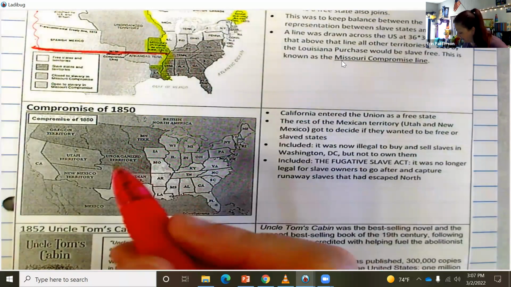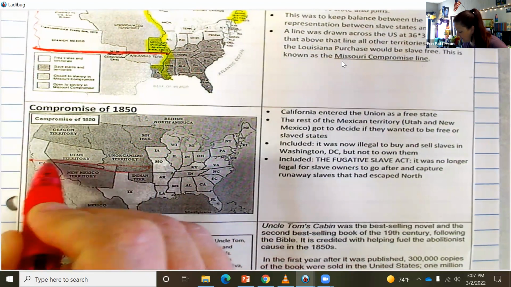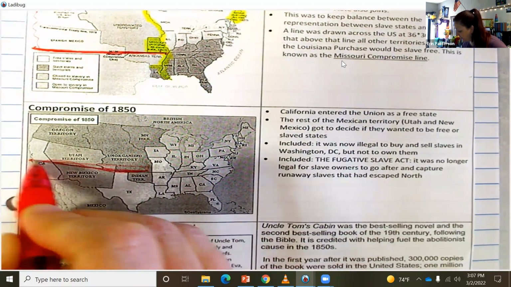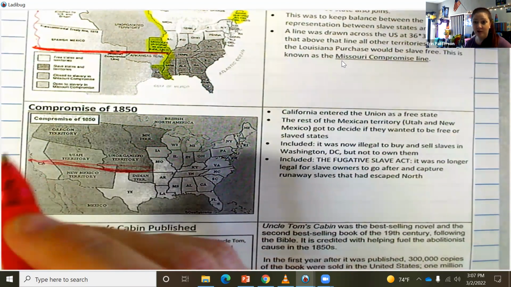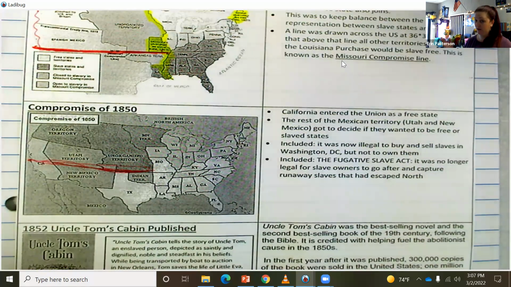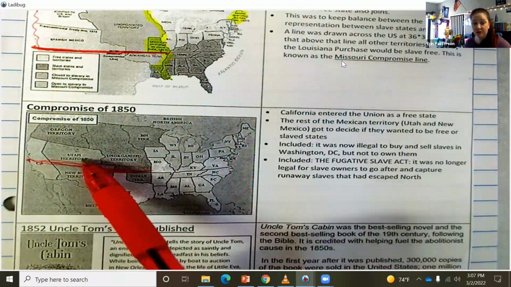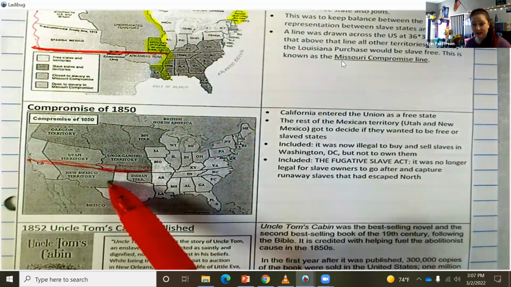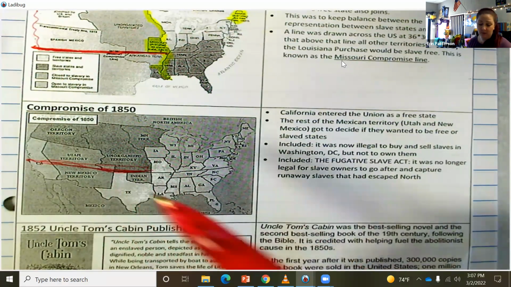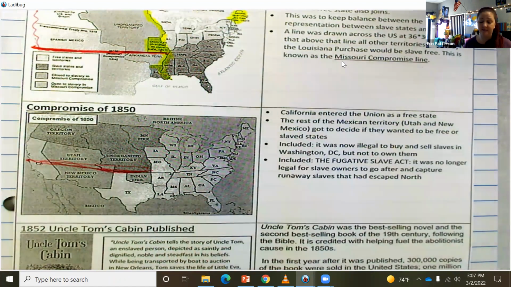Here's our line again. And you can see California's crossing the line. So is it going to be free or is it going to be a slave state? And then we also have the rest of the Mexican territory, which was the Utah territory and the New Mexico territory. So we got to decide, are they going to be slave states?